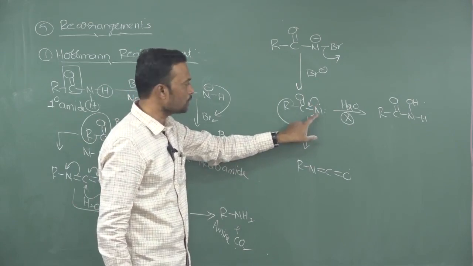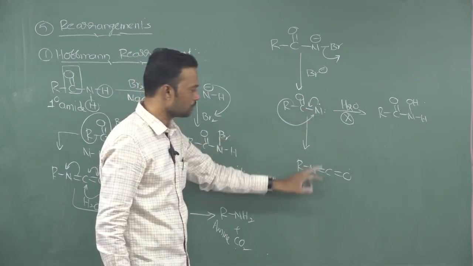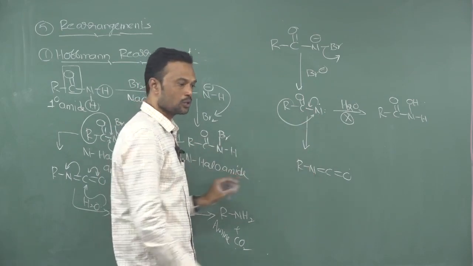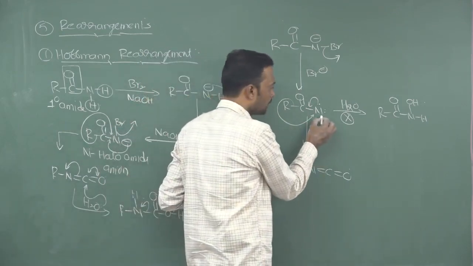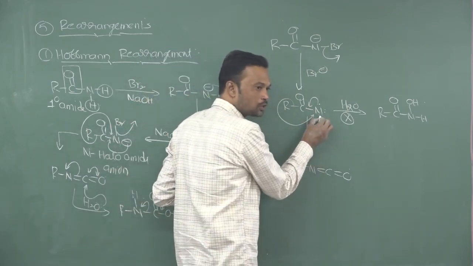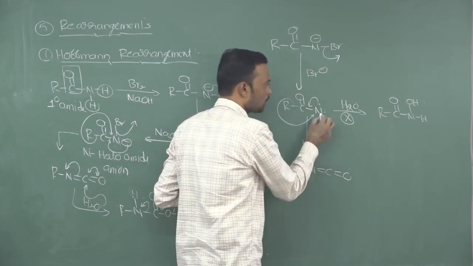Here also same. We know definitely oxygen is there, but it is impossible to trap. But we are converting like this. So here also nitrenes are intermediates. That nitrene has a tendency to give this product, but it is unable to trap.